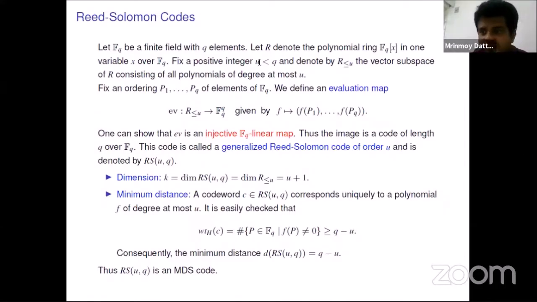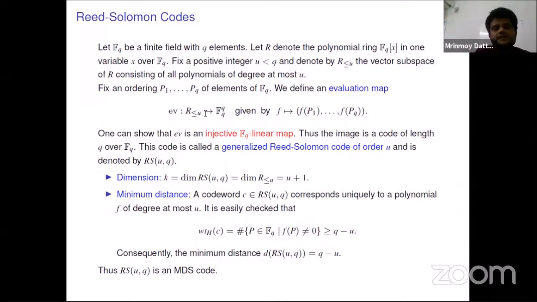And since we have this condition U less than Q, you will see that this map is injective. So now this R less than or equal to U is a vector space, and we have a linear transformation which is denoted by E. So a vector space to a vector space, we have a linear transformation, and the image of the linear transformation will be a subspace of FQ to the power Q.